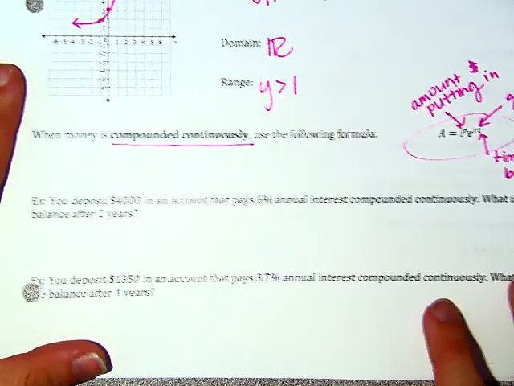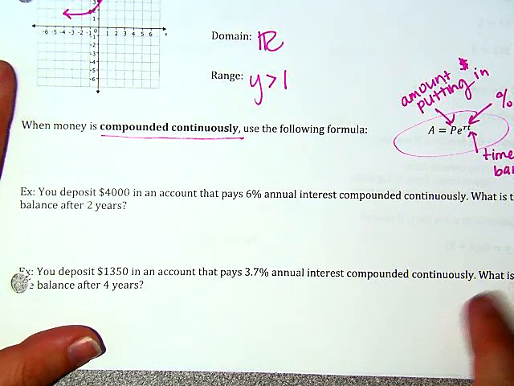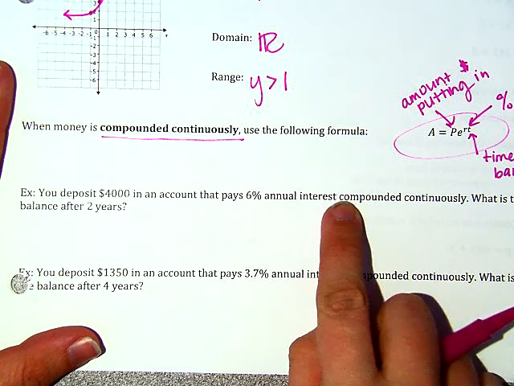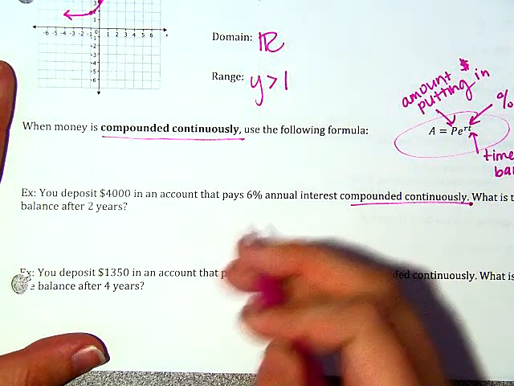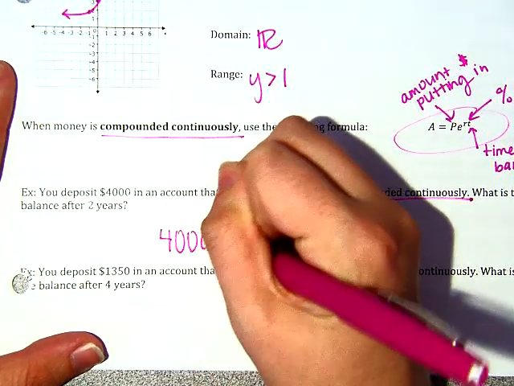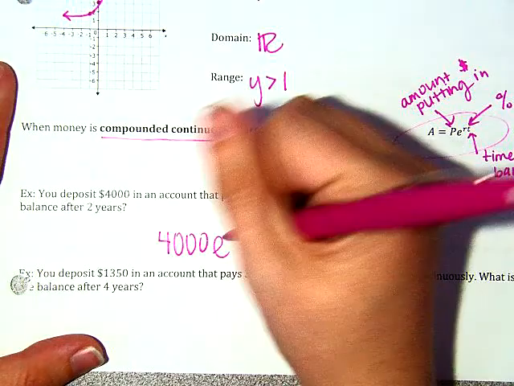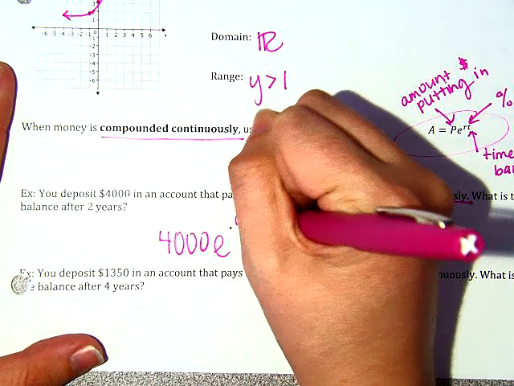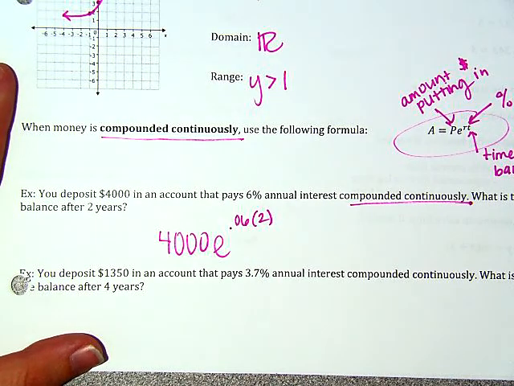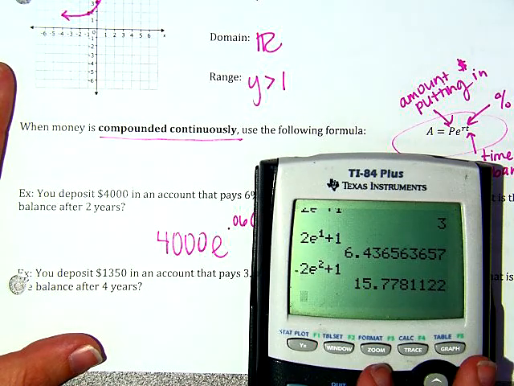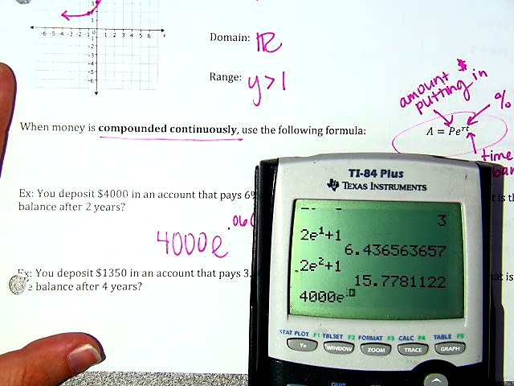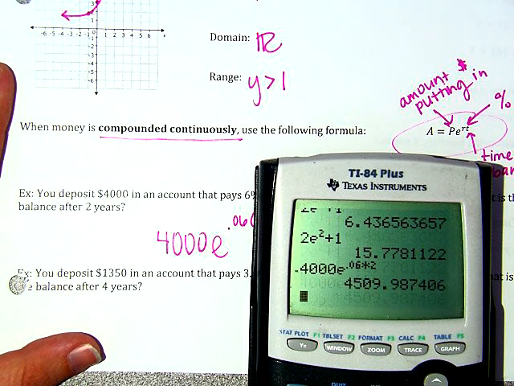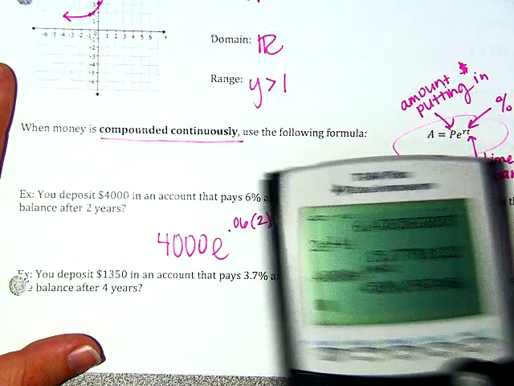So you deposit $4,000 in an account that pays 6% in annual interest. Compounding continuously means I'm using PERT. What is the balance after 2 years? So $4,000 is put into an account. My rate is 0.06 after 2 years. This one's a little bit nicer in your calculator. You literally just plug in 4,000 e to the power of 0.06 times 2. And you get 4509.98.